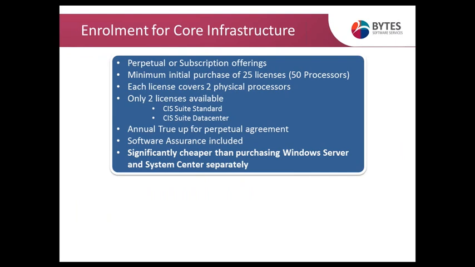It's a very simple offering because there's only 2 types of license available: the Core Infrastructure Suite Standard license and the Core Infrastructure Suite Data Center license, and I'll explain the differences between those in the next slides. Again, like the normal enterprise agreement, we can look on an annual basis at any increase in usage that you want to license through the agreement. So there's an annual true-up for the perpetual type agreement, or you just increase or decrease the quantities for the subscription type agreement. Like the other types of enterprise agreements, software assurance is automatically included, and it works out significantly cheaper than purchasing Windows Server and System Center separately.